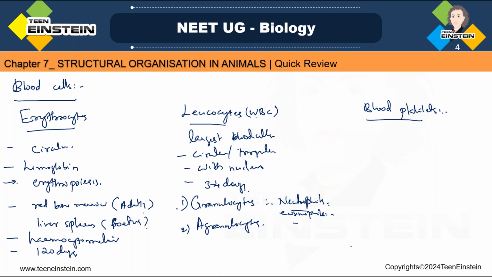Okay, next eosinophils. These eosinophils are larger than the neutrophils and they have a bilobed nucleus. They do phagocytosis of antigen-antibody complexes. And the eosinophil number will increase during allergic conditions like asthma, hay fever and so on. During that, the eosinophil number may increase.